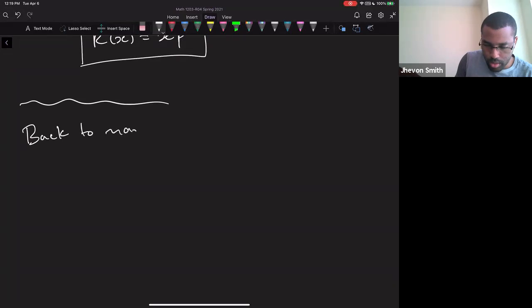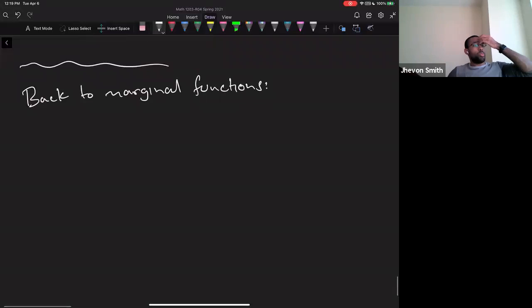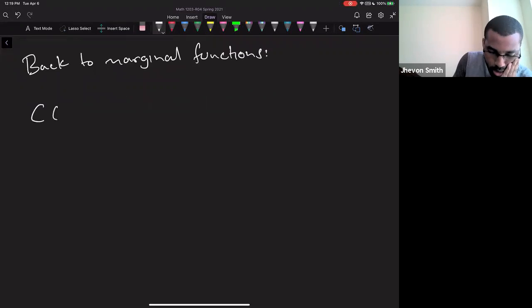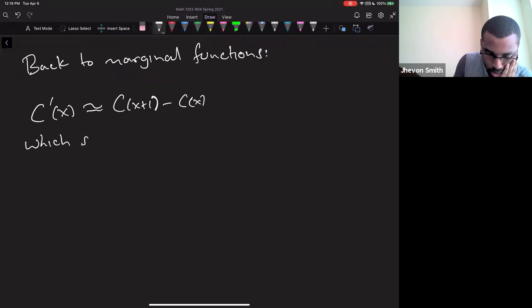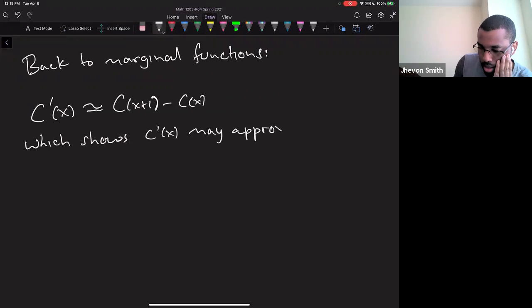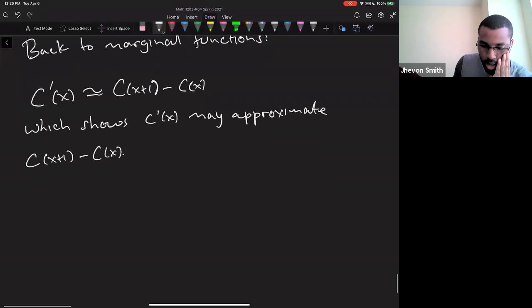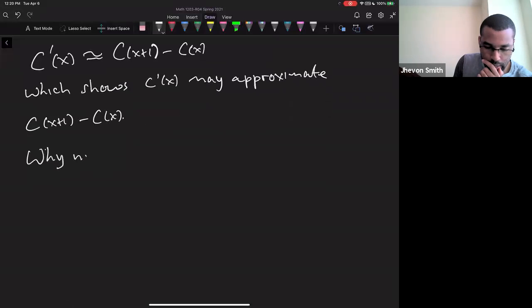Back to marginal functions. I think I just have one more thing to make. C prime of x is approximately equal to c of x plus 1 minus c of x, which shows c prime may approximate c of x plus 1 minus c of x. You may wonder why not just calculate c of x plus 1 minus c of x.